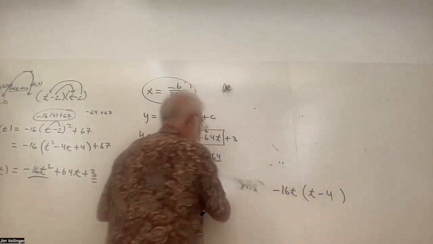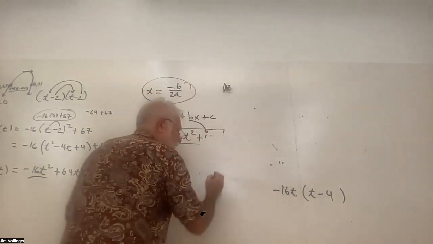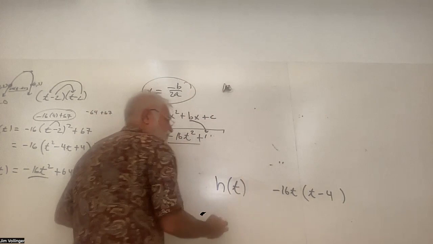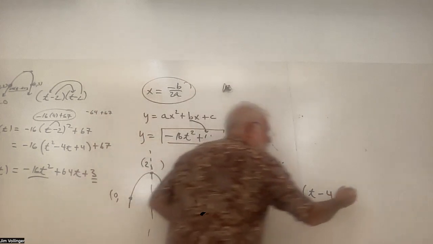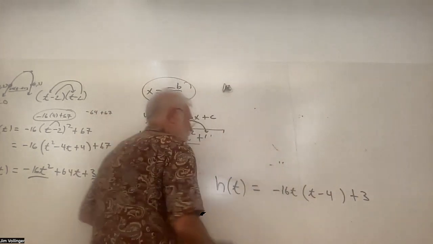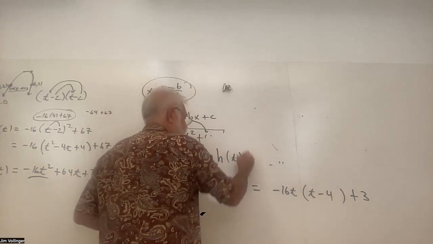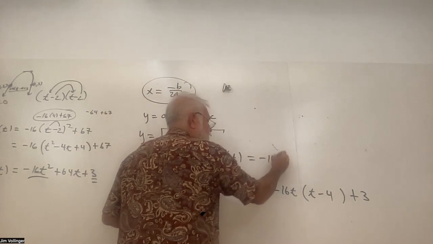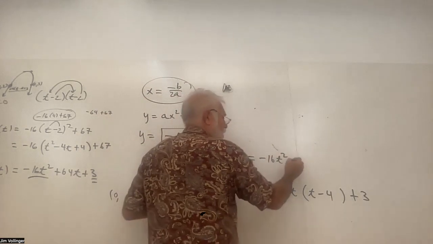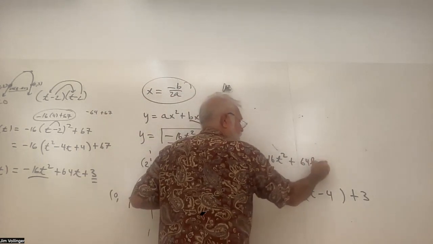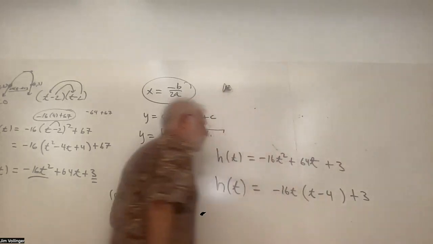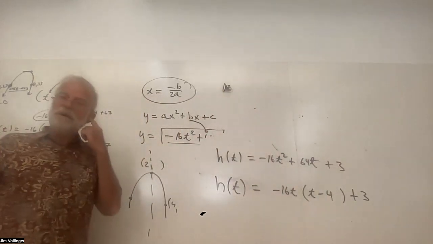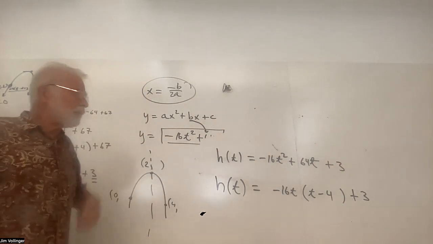H of t, height as a function of time, can now be written this way. I'll write it above here: minus 16t squared plus 64t plus 3. Take a moment to look at that, and I hope you can see that that's true.